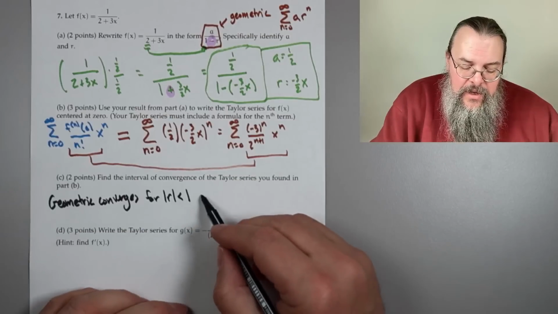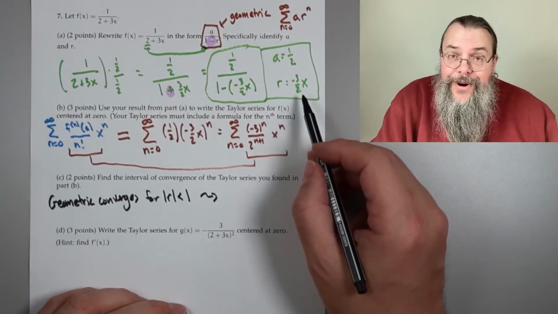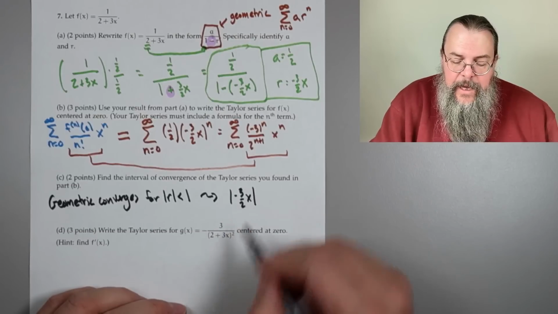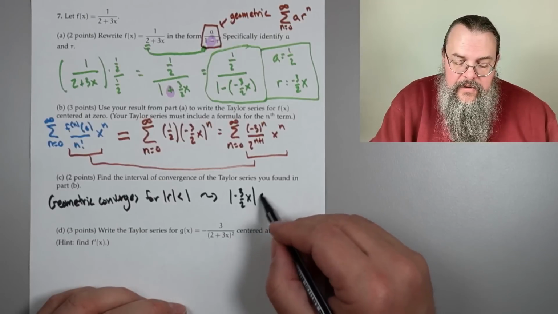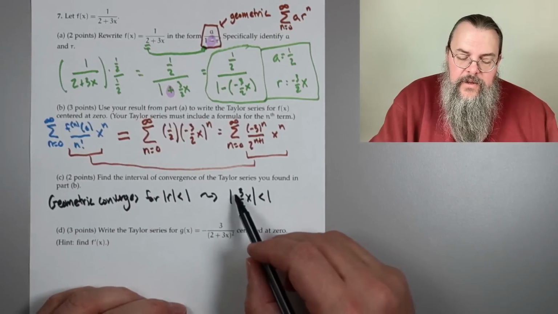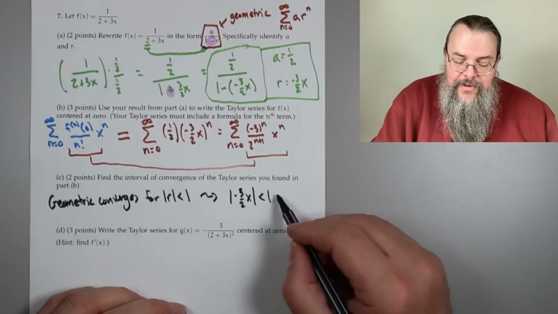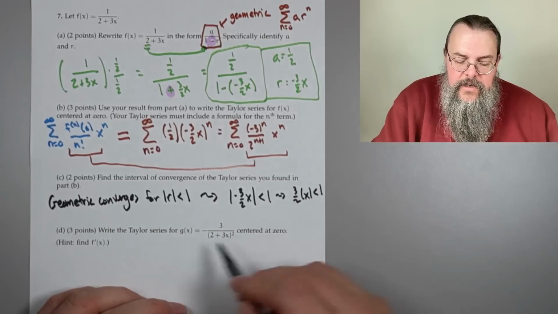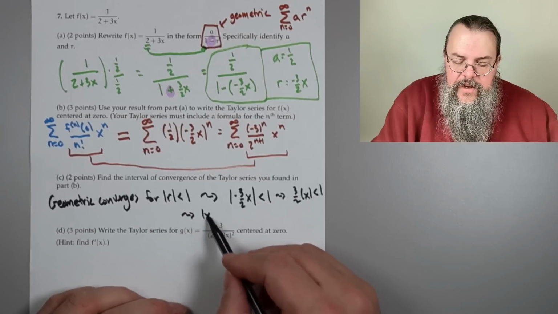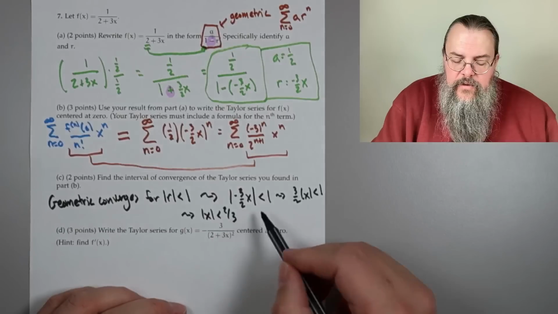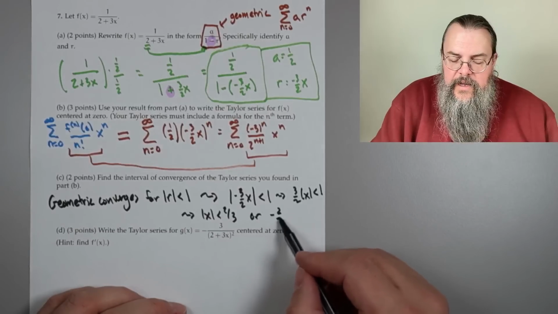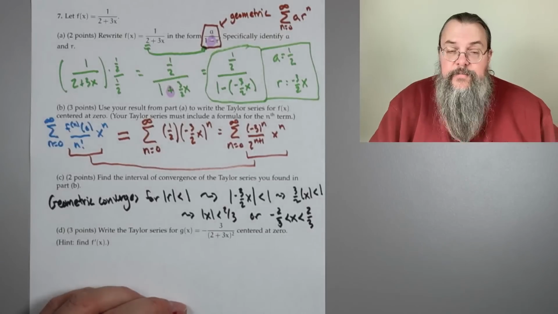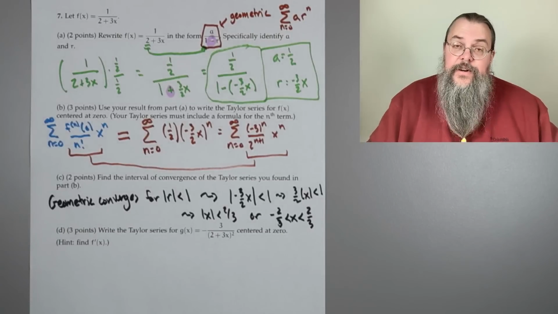You say, okay, well, in our case, we know r. So that says we need negative 3/2 x in absolute value to be less than 1. Well, of course, you can pull out the negative 3/2, and that says 3/2 times the absolute value of x needs to be less than 1, which says the absolute value of x has to be less than 2/3, or if you like, negative 2/3 less than x less than positive 2/3. And there's our interval of convergence.